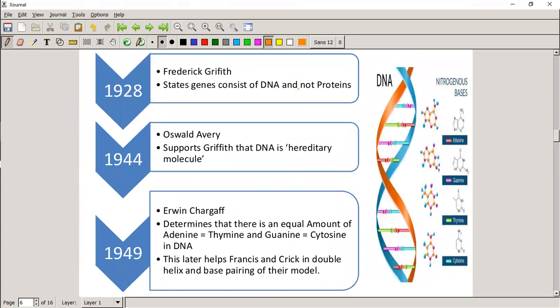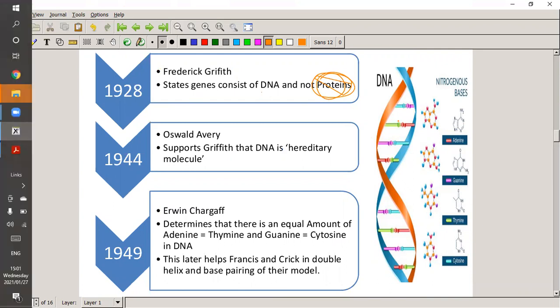Frederick Griffith then said, but DNA is not only proteins. It consists also of a fat part, a protein part, and a sugar part. So he did a little bit of background work on that, but you do not need to remember him. So did Oswald Avery, but you don't need to remember him. You also don't need to remember Erwin Chargaff, but you do need to see a link that is happening over here.